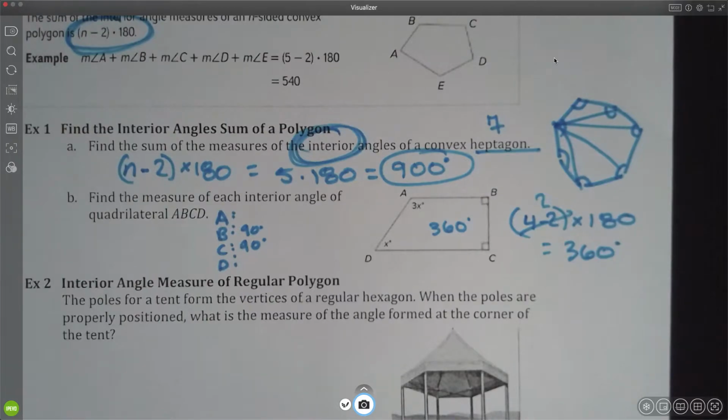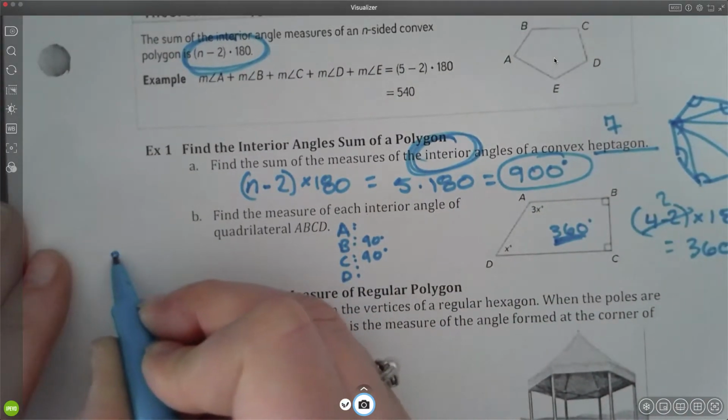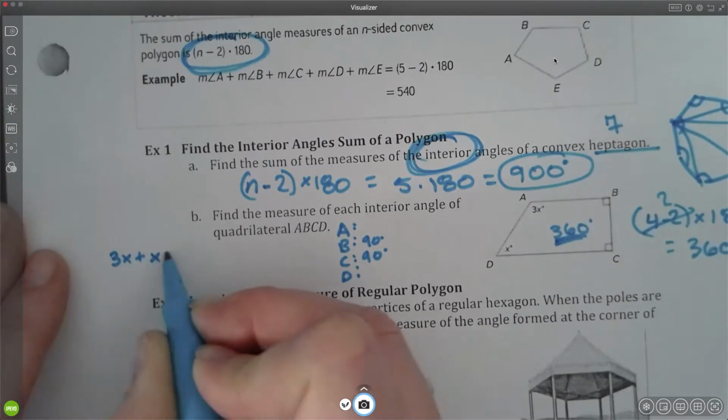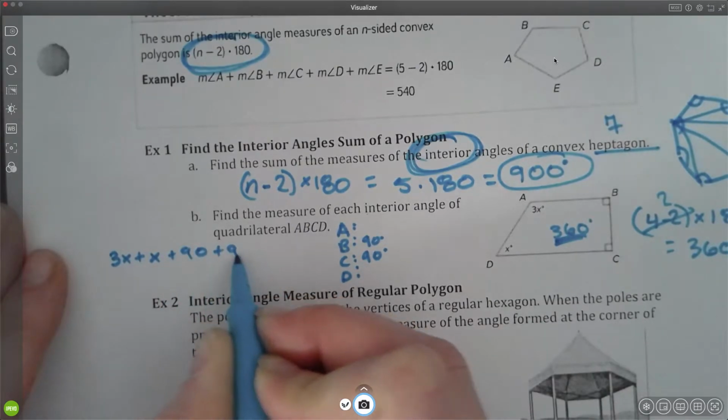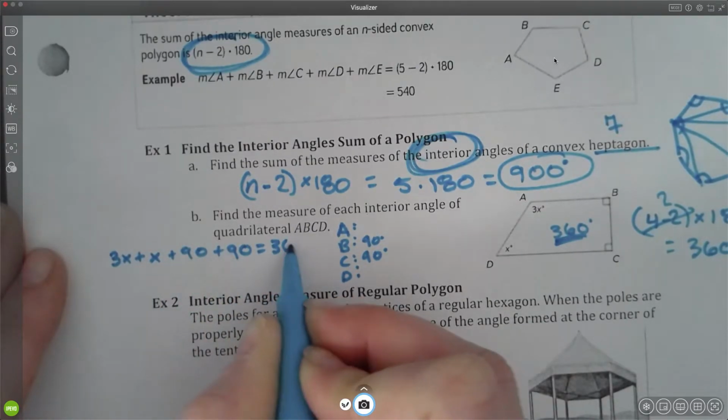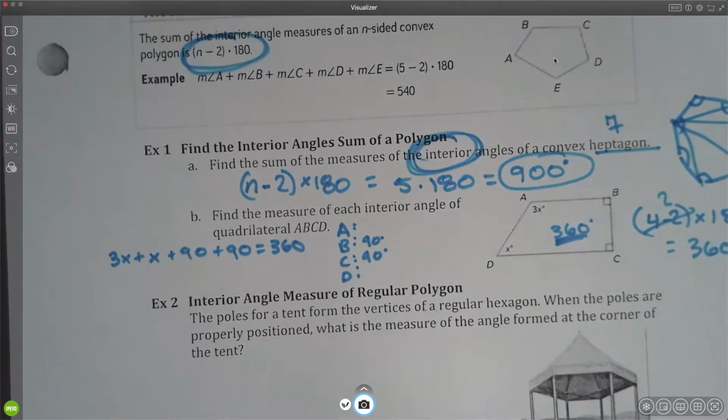All 4 of those angles added together have to be what? 360. Okay? All 4 of the angles: 3x plus another x plus 90 plus 90. Those have to be added up to make 360. All 4 of the angles added together make 360.